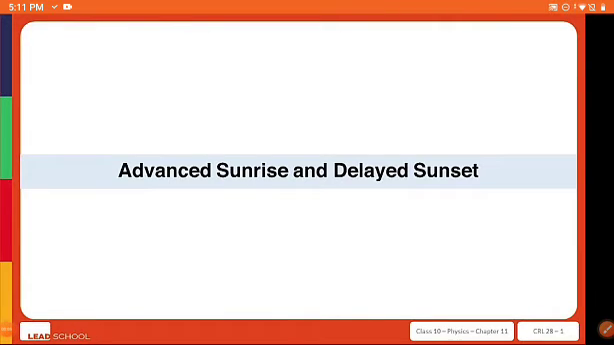So students, in our last lecture we have done formation of rainbow. Today we will discuss advanced sunrise and delayed sunset. So what happened to the sun? Why does it look red in color during rising and sunset?